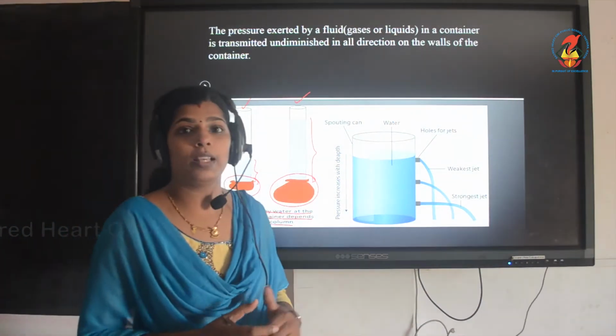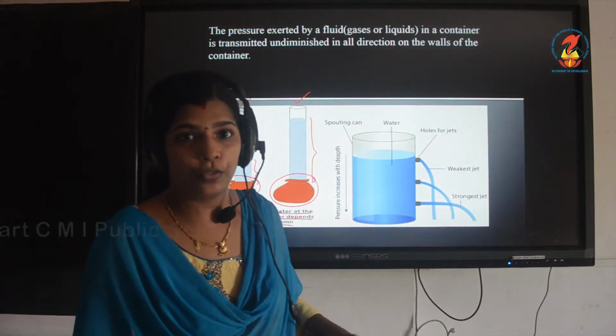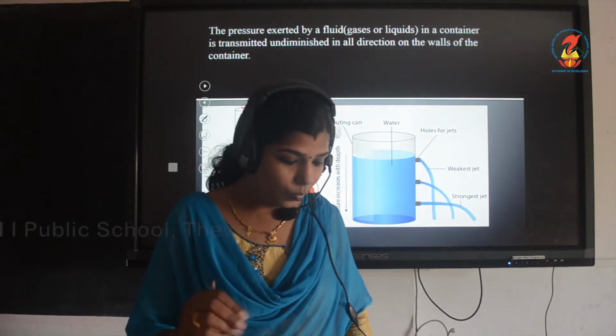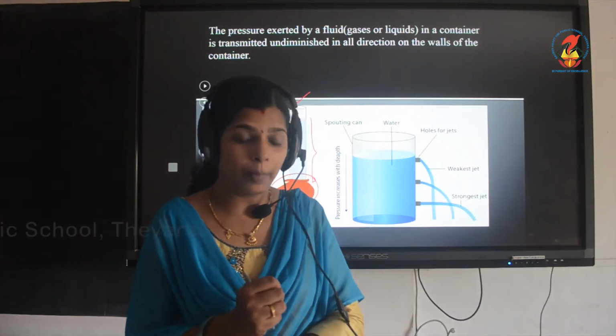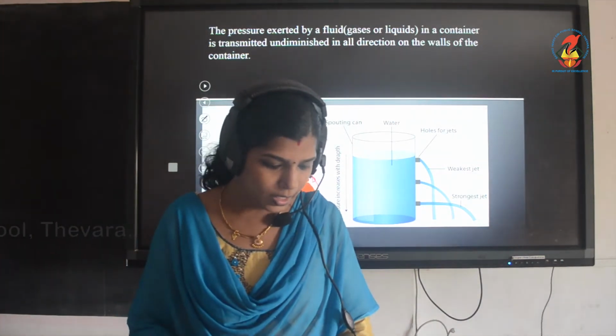This means the liquid will exert pressure on the base of the container. The second one is activity 11.9. Take a plastic bottle.